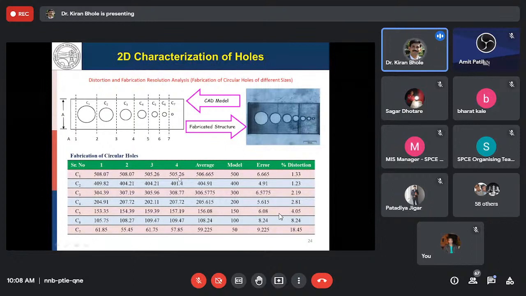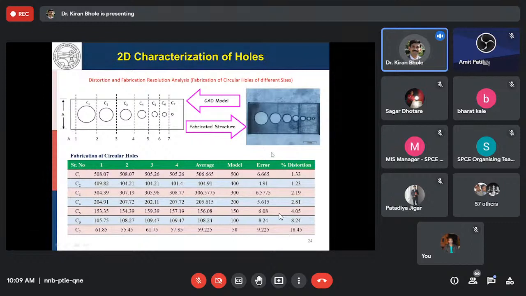These are then measured using an optical microscope, and the average of the four is taken and recorded. Based on this average and the model dimension, the error is estimated and calculated as a percentage. You can see for the first circle of 500, the average dimension obtained is 506.665. The error is 6.665 micron, and the percentage error is 1.33. This way the percentage error is calculated for all the circles, and it is obtained as 18.45 for the circle of minimum dimension, 50 micron.